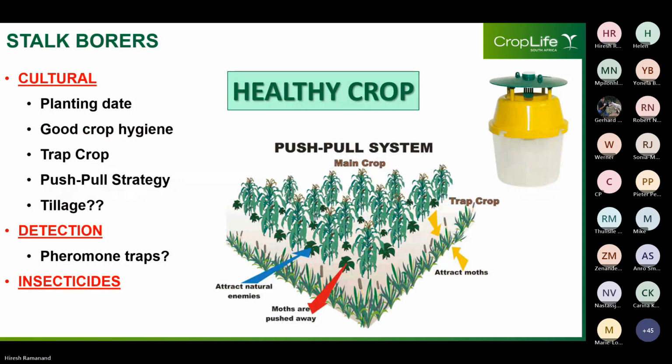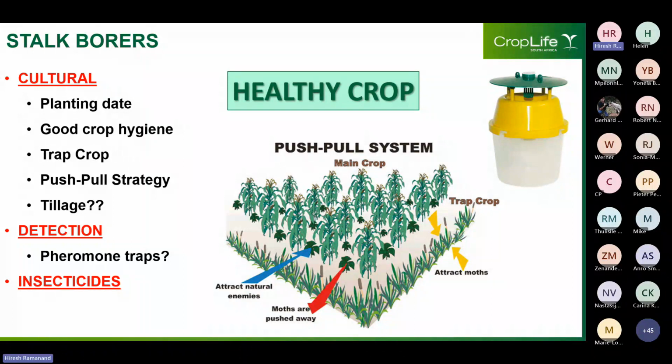So with stalk borers, given their life histories, management options are pretty much the same. First and foremost, I want to say to all of you, growing healthy crops with balanced fertilization that receives adequate moisture is paramount so that crops can better withstand pest damage.